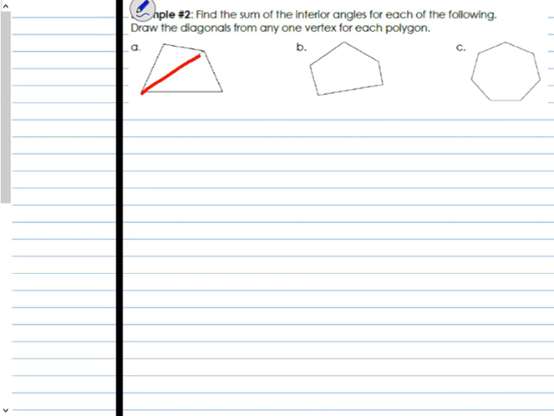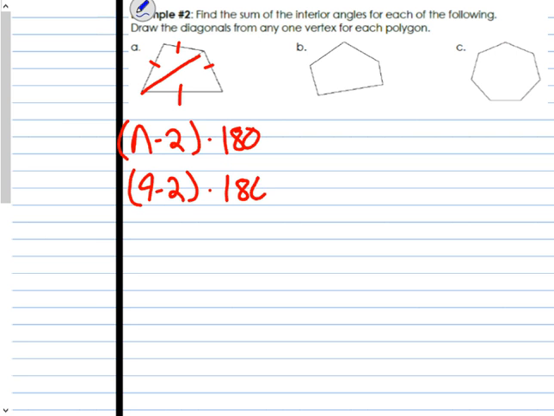And then it says to find the sum of the interior angles for each of the following. The formula is n minus 2 times 180. Well, this shape has 1, 2, 3, 4 sides. So 4 minus 2 times 180, 2 times 180, 360 degrees. So all of the interior angles of this shape add up to 360 degrees.